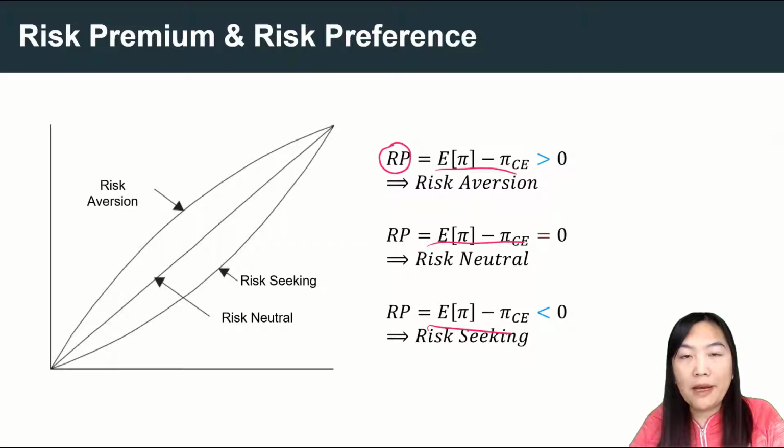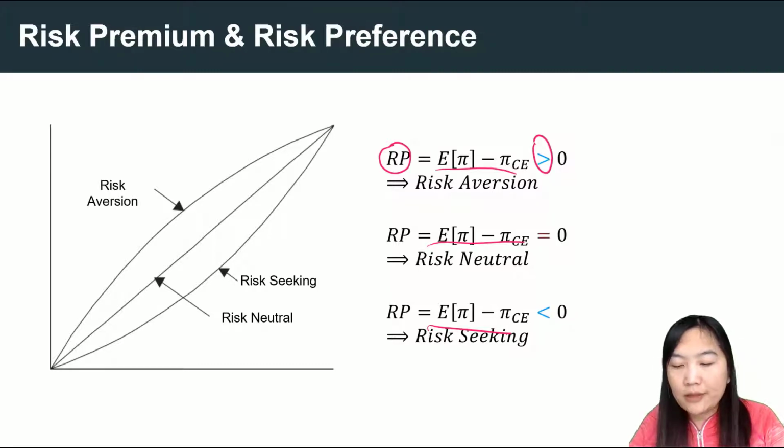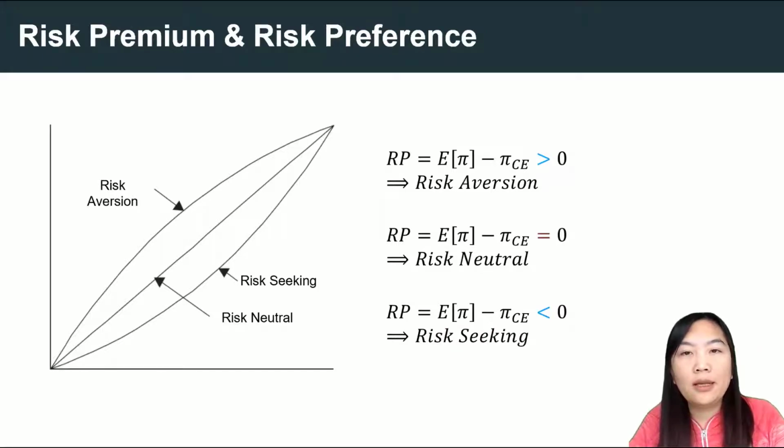It's the expected profit minus the certainty equivalent level of profit. So if it's greater than 0, risk premium is greater than 0, that person is risk averse. If it's equal to 0, that person is risk neutral, and smaller than 0, it's risk seeking. So I have shown you how to find the certainty equivalent and the risk premium for a risk averse person.